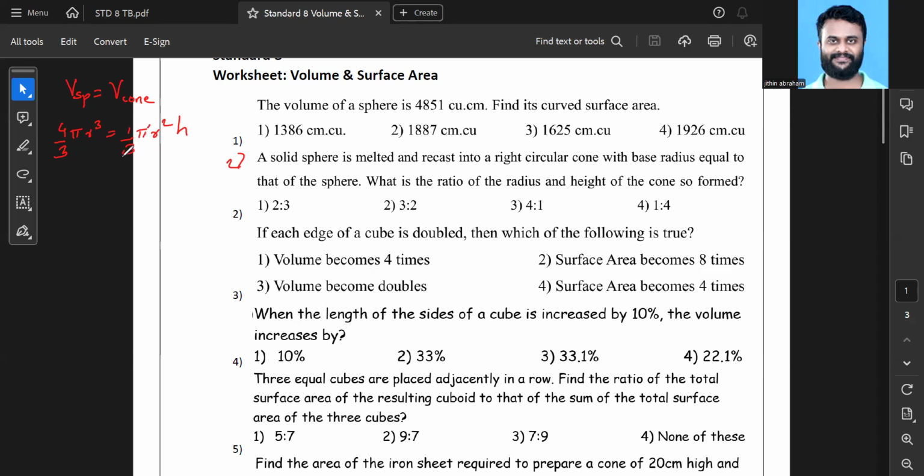Now this 3 gets cancelled with this 3, pi gets cancelled with pi. There are two radius over here. There are three radius, out of which two I can cancel and one I'll be leaving. So on the left hand side I have 4 into 1 radius and on the right hand side I have h. So the ratio of radius and height, r upon h, will be equal to 1 upon 4.